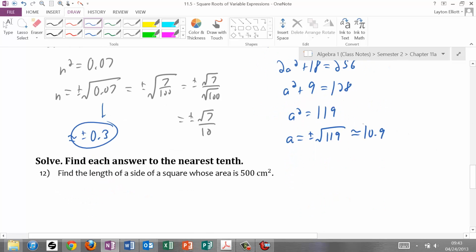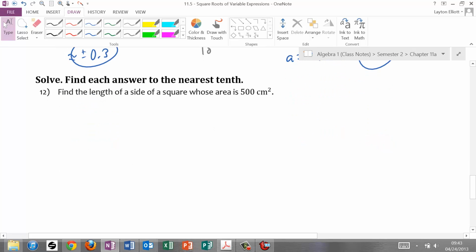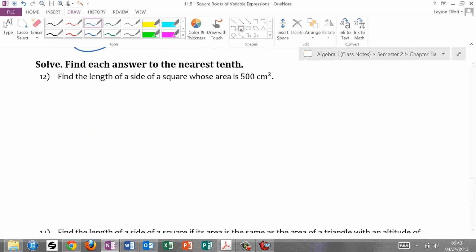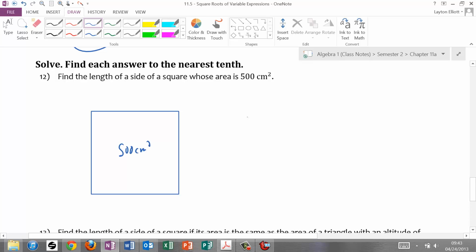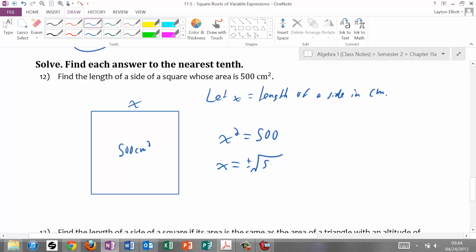Okay. Next set says solve, find each answer to the nearest tenth. So find the length of the side of a square whose area is 500 centimeters. Let's draw a square. I'm going to put 500 centimeters squared as the area, and we'll say let x equal the length of the side in centimeters, which means that x squared has to be equal to 500, which means that x is equal to the plus or minus square root of 500.